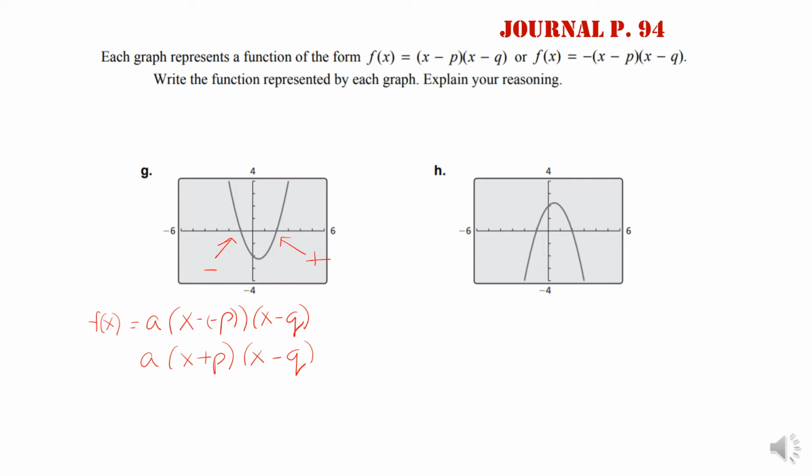Okay, over here we have a negative graph with one negative intercept and one positive intercept. So it looks like this, f of x equals a, and we know that it's going to be a negative, so we're just going to put x plus p. We forgot our negative. Don't forget your negative. It's a negative graph. And x minus q. So you can see the differences between the two. And I think that gives you a little bit more of an understanding of what they were getting at when they asked you to do this.